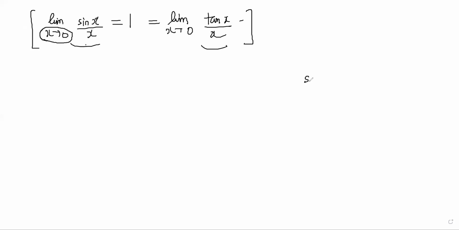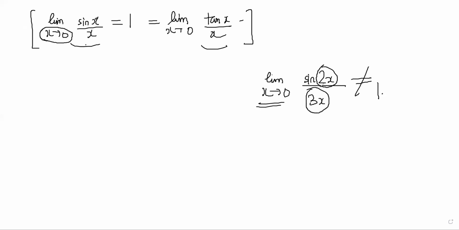It should not be like this: sine 2x by 3x, limit x tends to 0. This is not equal to 1. So here x tends to 0, 2x definitely tends to 0, 3x also tends to 0, but the angles are not matching, right? So what you have to do here is to calculate this limit. You can do this: limit x tends to 0 sine 2x by, write 3x as 2x into 3 by 2, right? It is the same thing, no?